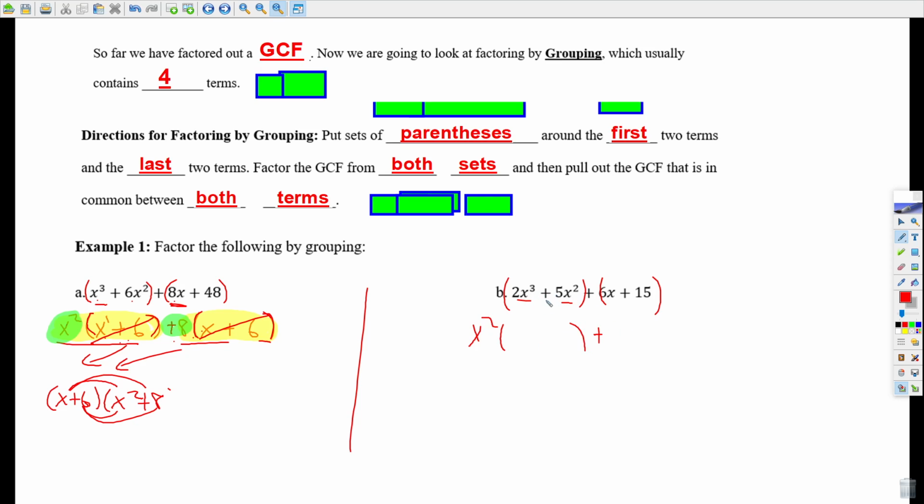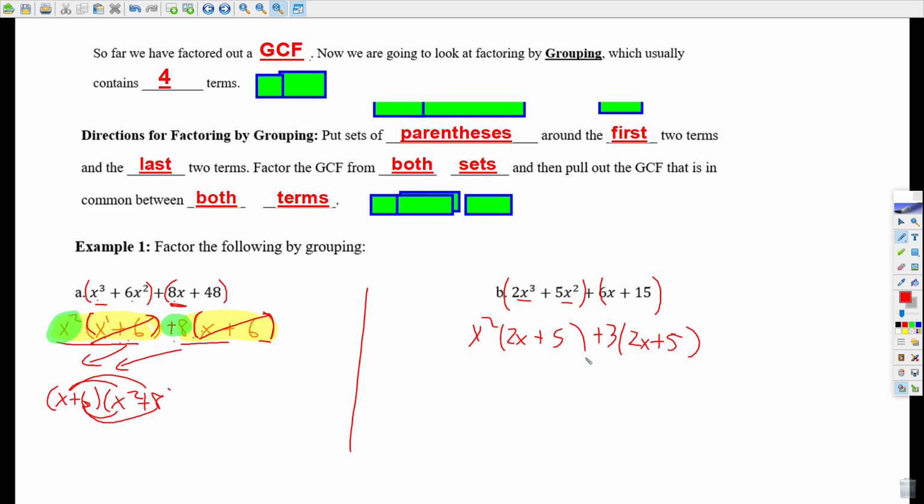Oh wait, I should finish this up. If we take out x squared, we have 2x still in here, plus, take out x squared here, 5. Go to the second set here, we have 6x plus 15. What goes into both of those? That would be 3. I'm going to take out a plus 3. And then divide them both by 3. We get 2x plus 5.